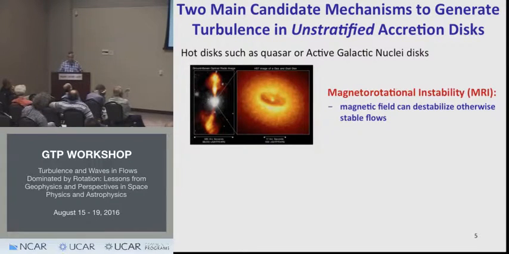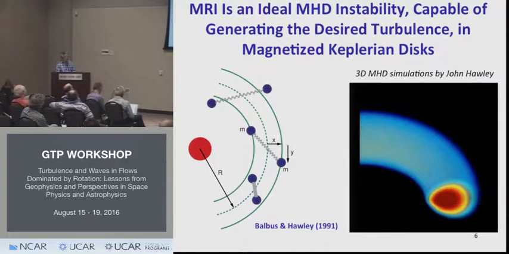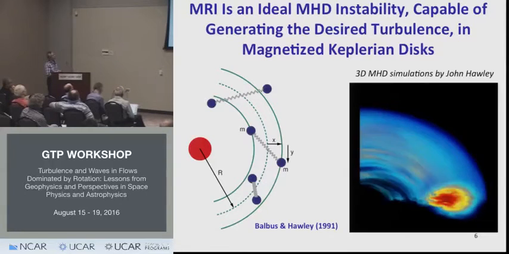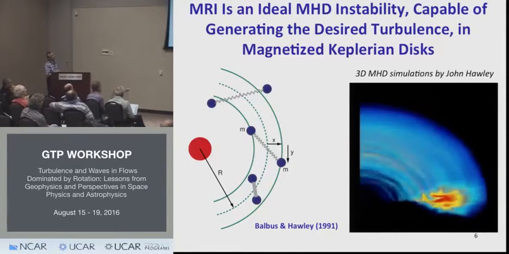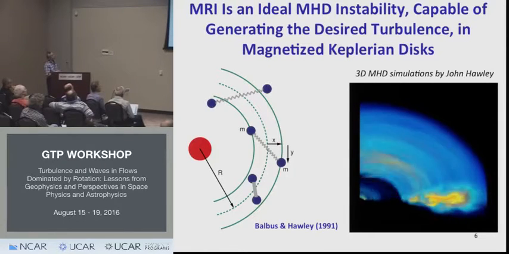Typically, the plasma is fully ionized, very conducting, and it's easy to generate a magnetic field. It's hard to believe not to have a magnetic field. If we have a magnetic field, the idea by Balbus and Hawley in 1991 is trying to destabilize otherwise stable flows by having a magnetic field linking, say, two objects together.